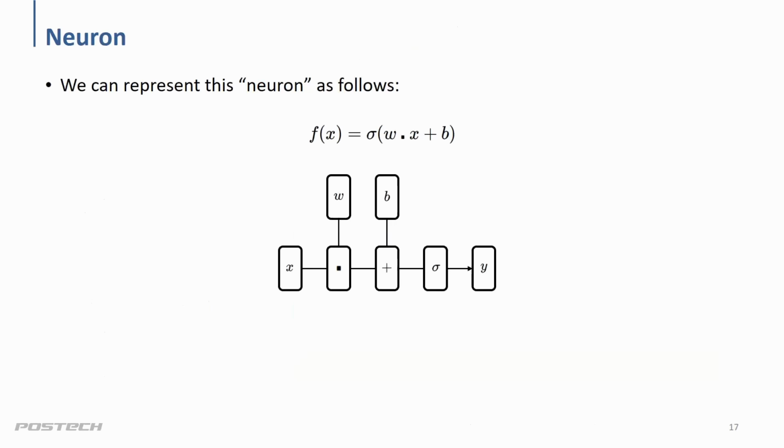So let's see the neuron again. We can represent these neurons as follows. This one is bias and weight, and so this is the same as that. So this one is a vector, and we do vector multiplication or transpose it, and we add the bias, followed by, say, a sigmoid function or any kind of nonlinear function, and we can get Y. So that's the perceptron.